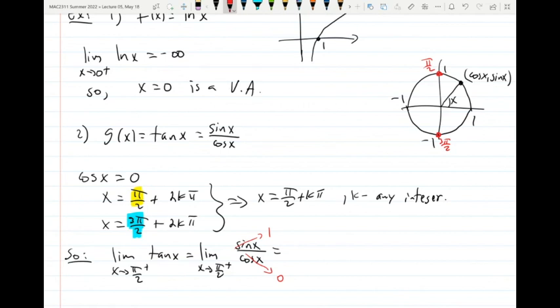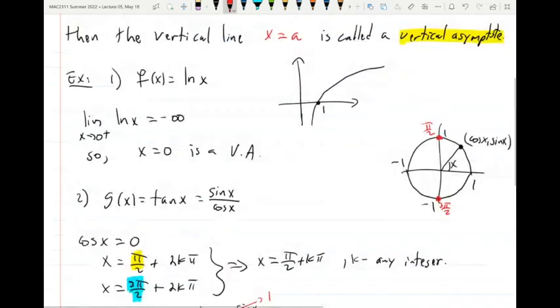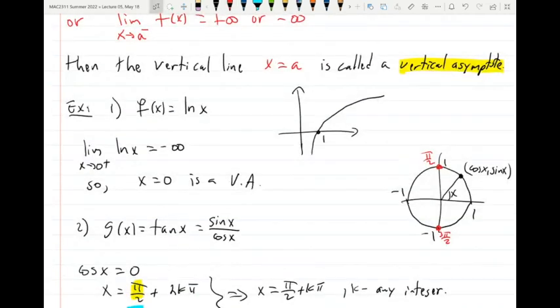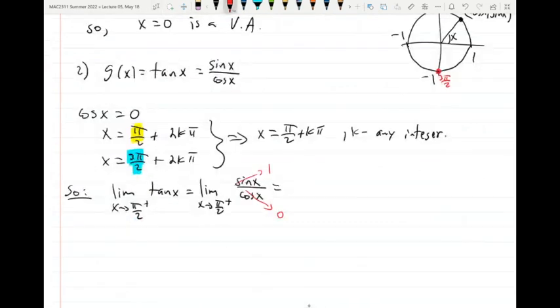Now we just need to see, are we doing it positively or negatively? So what do you think? Are we getting close to 0 with positive numbers or with negative numbers? So let's see. Let's go to a picture. What does it mean to approach pi over 2 from the right? What do you know about x here? Greater than pi over 2.